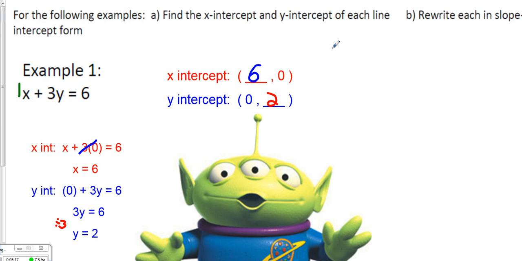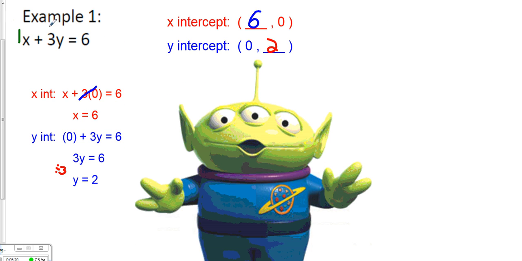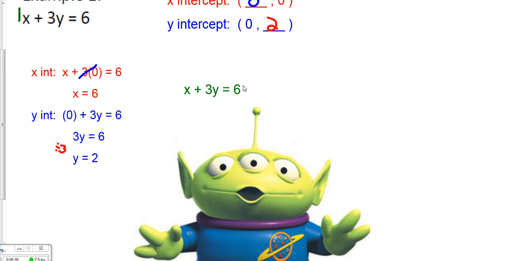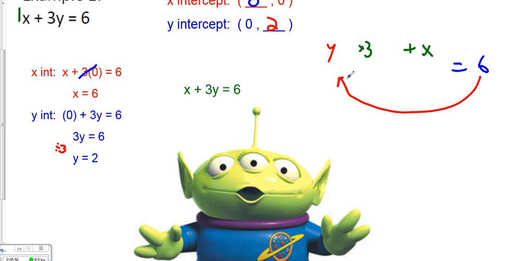Now, to get it into slope-intercept form, we start with this equation, and we work at trying to get y alone. Here we have our equation, x plus 3y equals 6. Now again, like our literal equations, we're thinking what's happening to y? So I might write that over here. We start with y. First thing we're doing is times 3. Then we're adding on x. And in the end, that is going to be equal to 6.